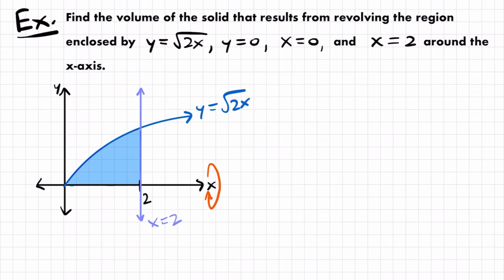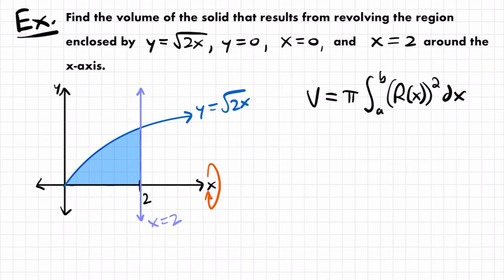Okay, and so since we're going to be revolving this region around the x-axis, that means that we will be working in terms of x, and so we are going to be using the following formula for the disk method. We'll have that the volume is equal to pi times the integral from a to b of the radius function in terms of x squared times dx.